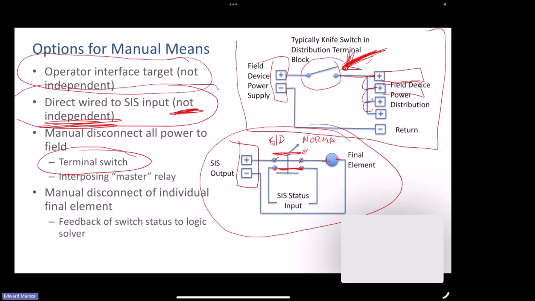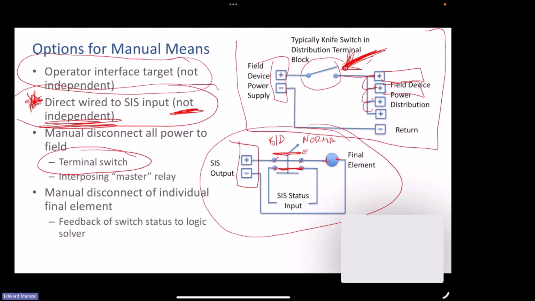Now, what do I actually see? The most common item is this guy right here. Direct wiring to an SIS input. But not every final element gets its own switch. Only a select subset where we rationally went through all the outputs and said, yes, this one needs it. No, this one doesn't. No, this one doesn't. No, this one doesn't. Yes, this one does.